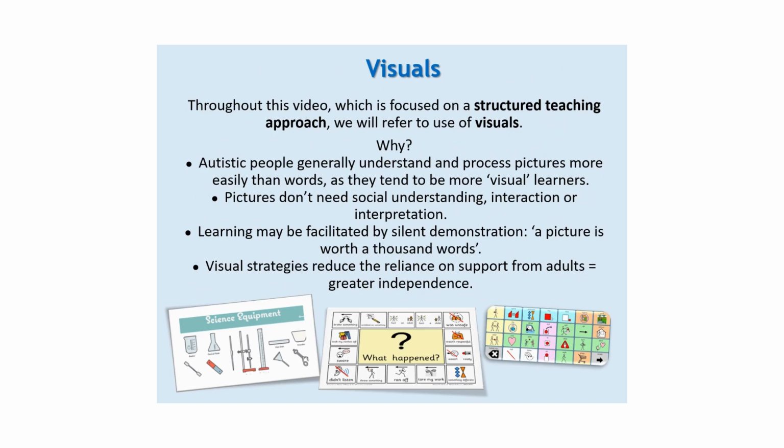Visuals. Throughout this video, which is focused on a structured teaching approach, we will refer to the use of visuals. Why? Autistic people generally understand and process pictures more easily than words, as they tend to be more visual learners. Pictures don't need social understanding, interaction, or interpretation. Learning may be facilitated by silent demonstration. A picture is worth 1,000 words. And visual strategies reduce the reliance on support from adults, and this leads to greater independence.